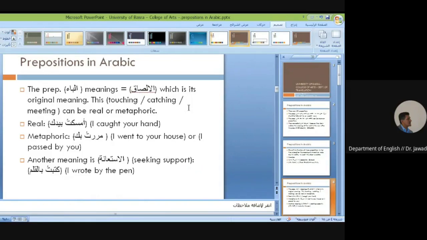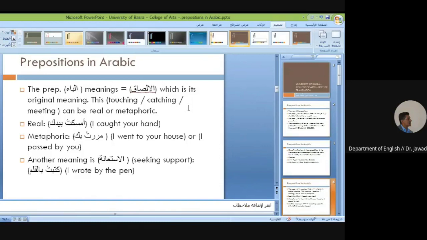Let us have an example which gives the meaning of real catching, real touching. أمسكت بيدك. So this ba suggests a relationship between the subject and the object, relating them by the action of the verb. So we say, I caught your hand. And as you can see in our translation, there is no preposition. Why? Because the verb catch has the meaning of the preposition implied in it.